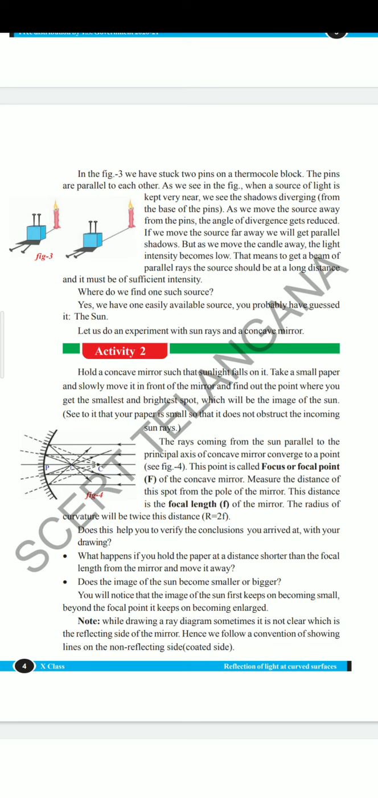What happens if you hold the paper at a distance shorter than the focal length from the mirror and move it away? Does the image of the sun become smaller or bigger? You will notice that the image of the sun first keeps on becoming small. Beyond the focal point, it keeps on becoming enlarged. Note: while drawing a ray diagram, sometimes it is not clear which is the reflecting side of the mirror. Hence, we follow a convention of showing lines on the non-reflecting side.